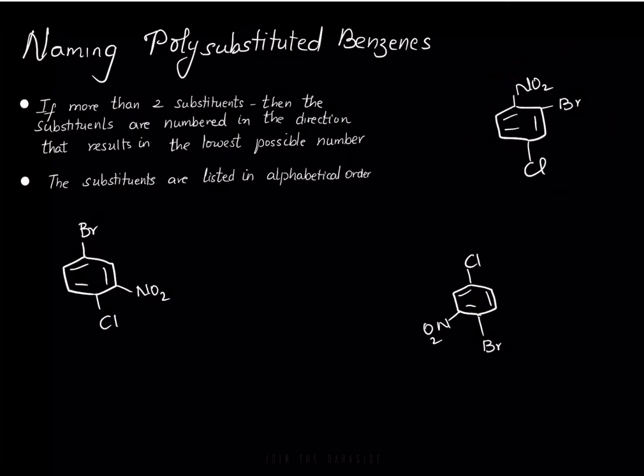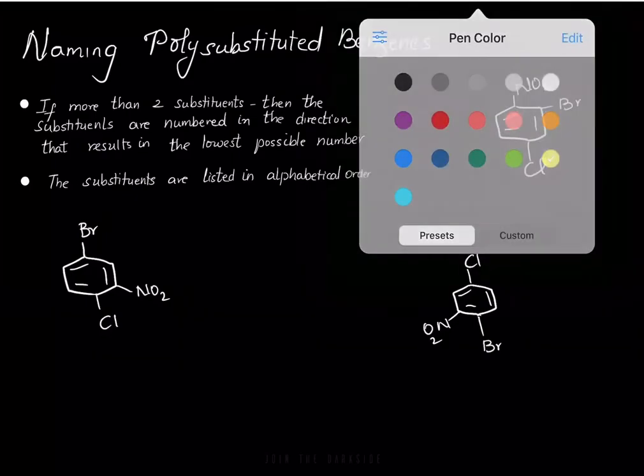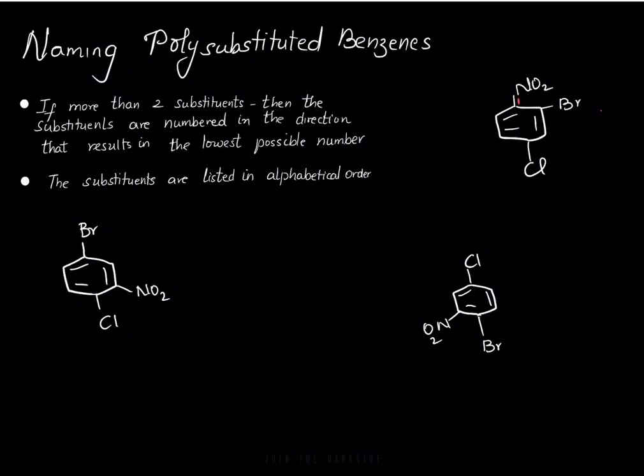Okay, so we have a nitro group and we have a bromine and also a chlorine. So which one needs to come first? Obviously it's going to be bromo, but you also need to make sure that all the substituents get the lowest possible number. So the best way to number this one is from here, 1, 2, 3, 4, because you always need to reach the second substituent with the lowest possible number.